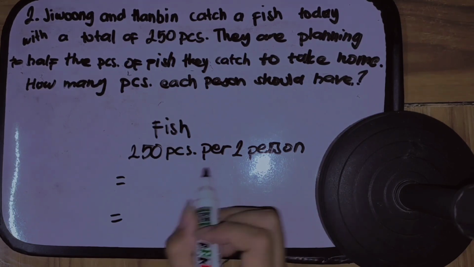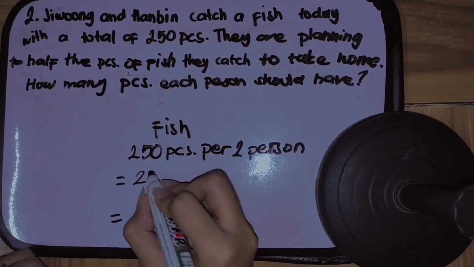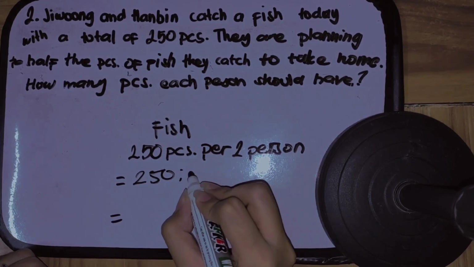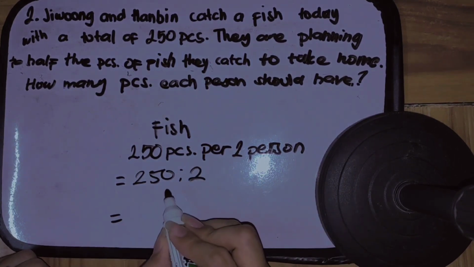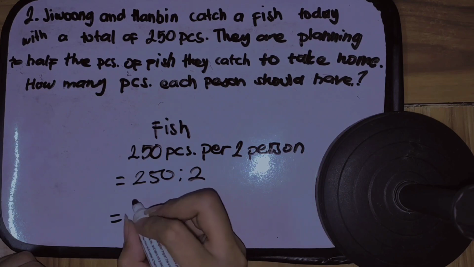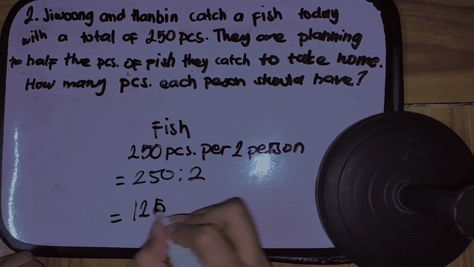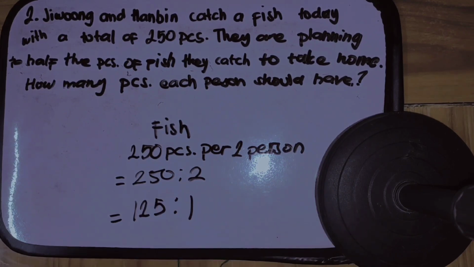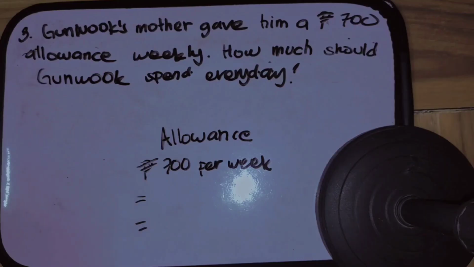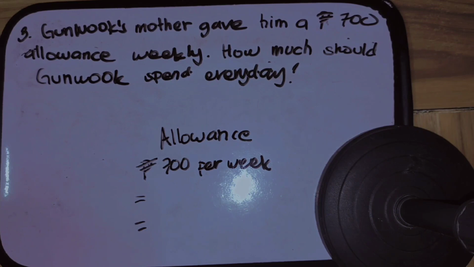So, 250 pieces per 2 persons. So, hatiin sa dalawa. So, magiging 125 per 1 person. And for our last activity, Gunwook's mother gave him a 700 pesos allowance weekly. How much should Gunwook spend every day?